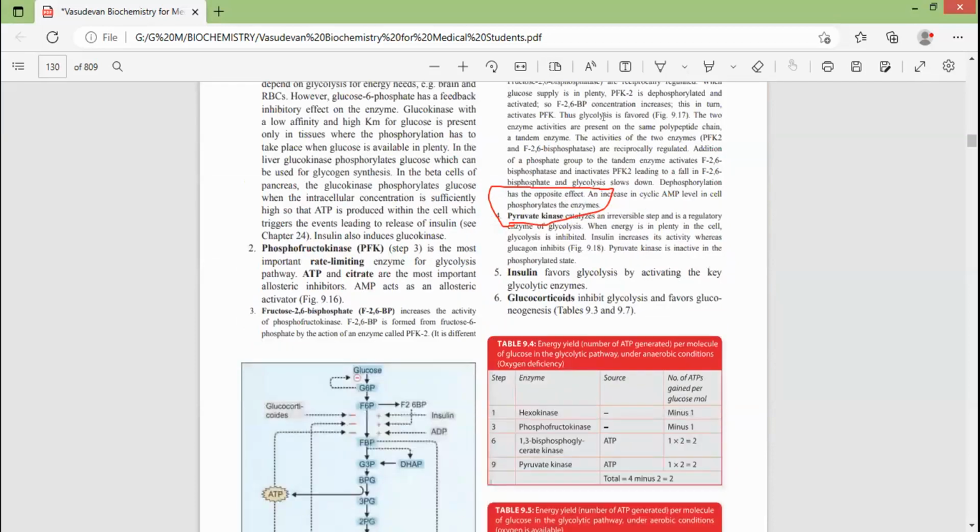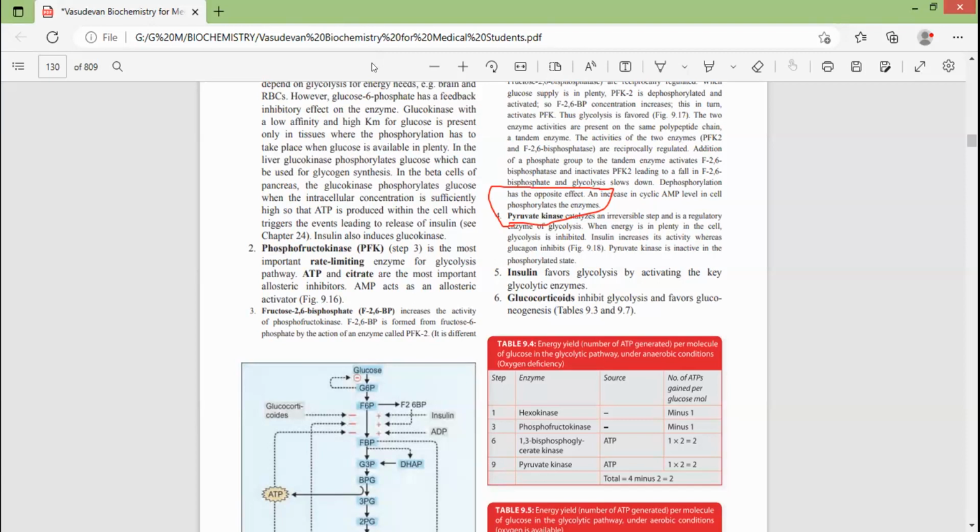Let's go here. So rate limiting step, let's again, just from the definition, it means if this step doesn't take place, that whole reaction chain won't take place. It will stop at that. But if the rate limiting step takes place, then we are sure we will form our pyruvate, we are sure we will form our lactate.